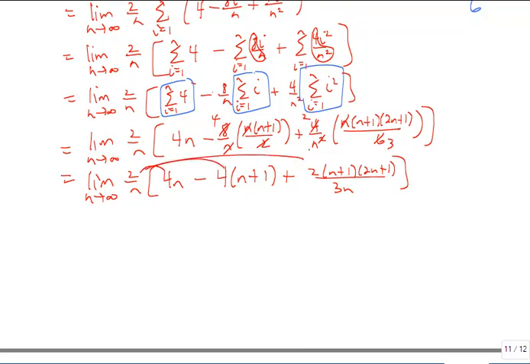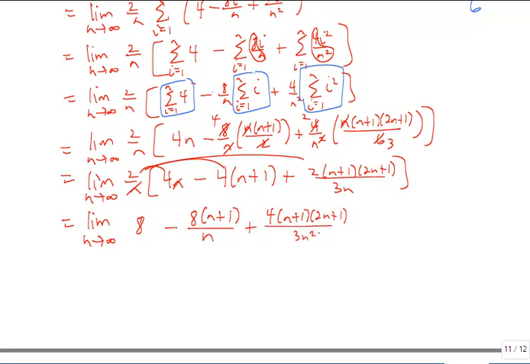Now let's distribute this 2 over n across. 2 over n times 4n, the n's cancel, giving me 8, minus 2 over n minus 4 times n plus 1. I'm just going to do 2 times 4 and make this an 8. I'll leave that n plus 1 in parentheses, and I'll leave that n in the bottom. Plus 2 times 2 is 4 times all this other stuff that's on top. And n times 3n is 3n squared.